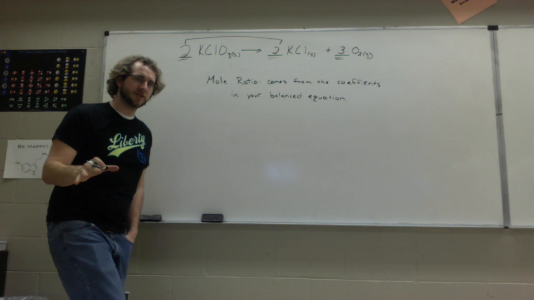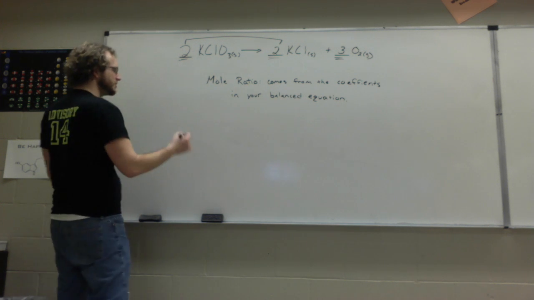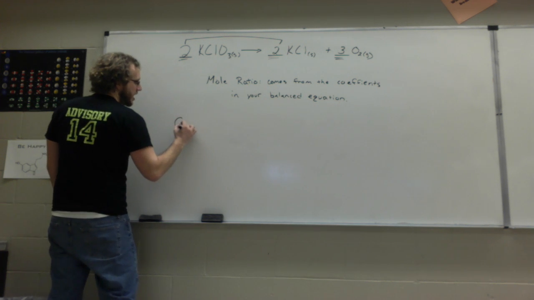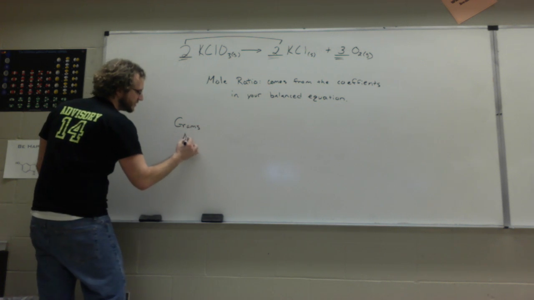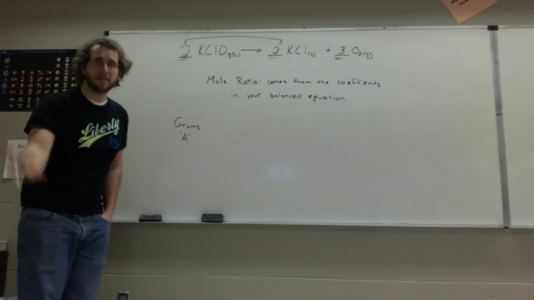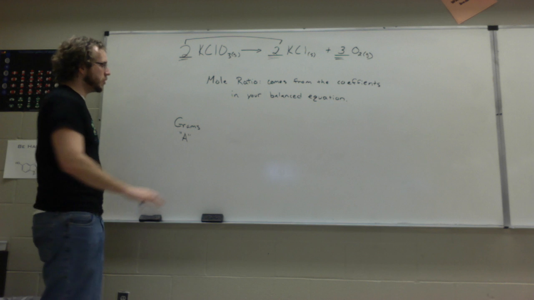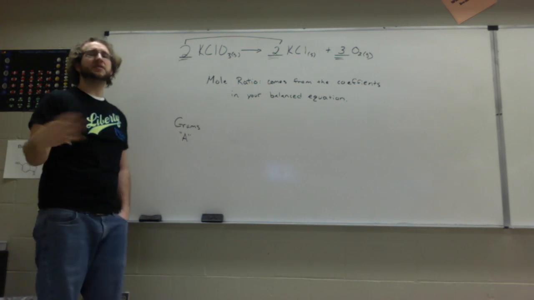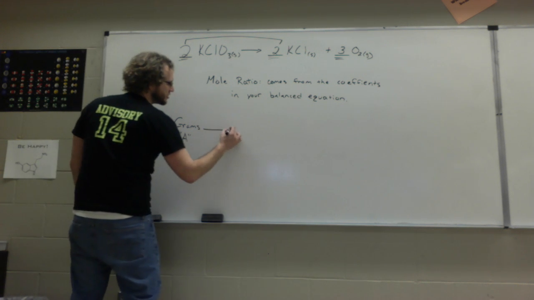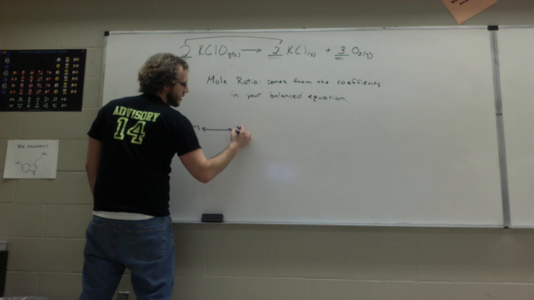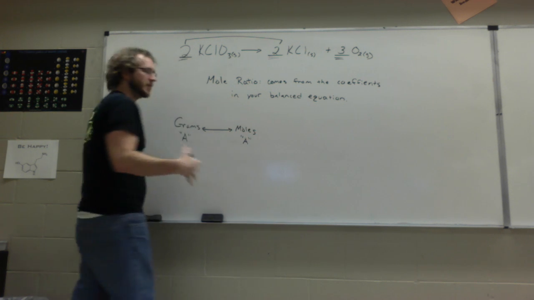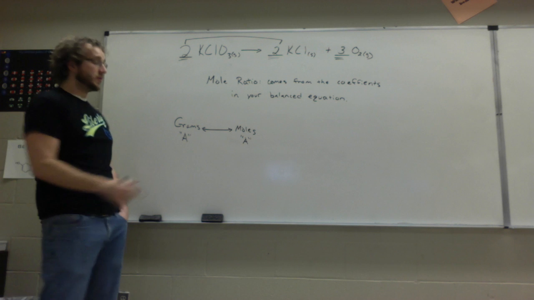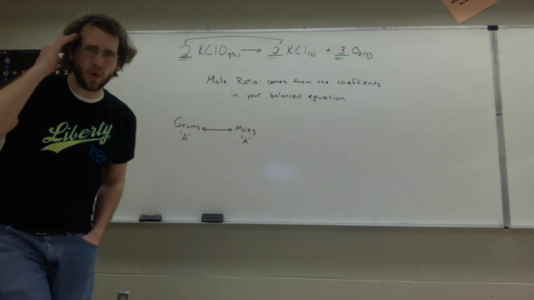I'm going to use some generalities, but I want to get this to you today so you've got this for your notes. If you were given some grams of a substance, for example, grams of substance A, whatever it might be, it can be any substance we want, we know that we can change those grams into moles. And again, this would be moles of substance A.